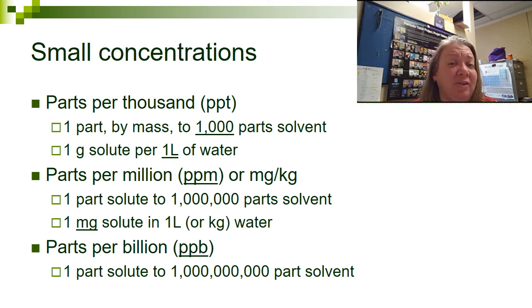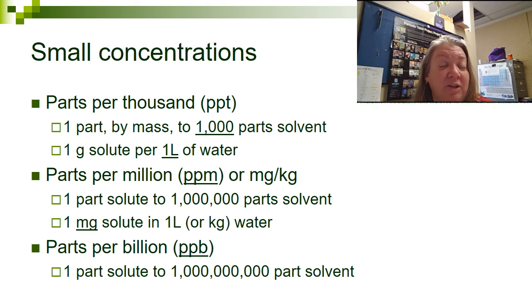For example, parts per thousand. Now you do have to be careful because sometimes PPT, depending on the industry, can mean parts per trillion. So just beware. We're going to talk about parts per thousand, which is 1 part to 1,000 parts solvent. So this is like a 0.1%. Now this one works out really good math-wise because it's a gram in a liter of water. So 1 gram of solute in a liter of water.